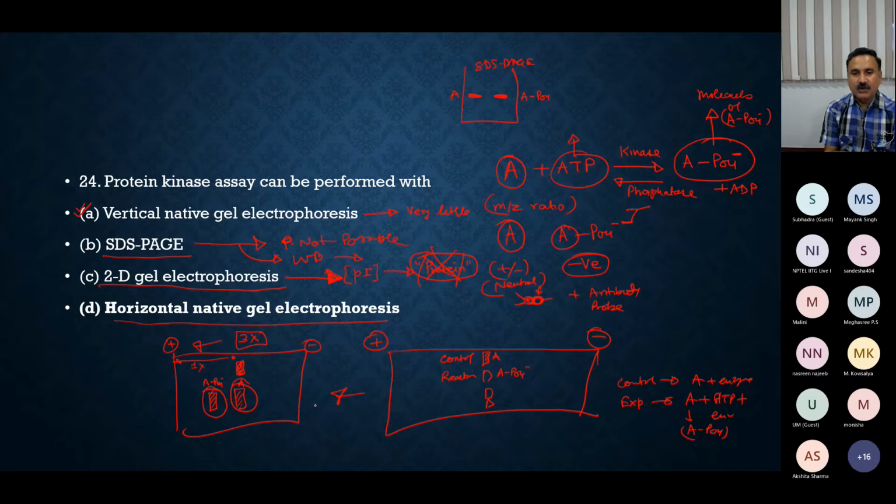And that's how this ratio, A phosphate concentration versus A, is going to tell you the enzyme activity: how much percentage of the A is getting phosphorylated in a given time frame. Is it clear now? Yes, understood.